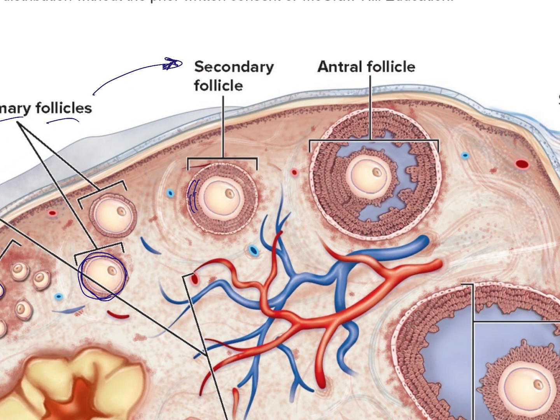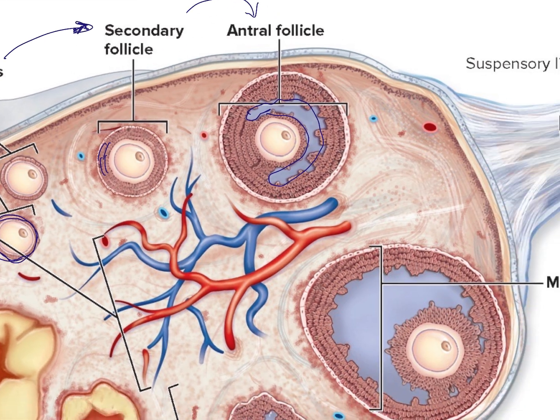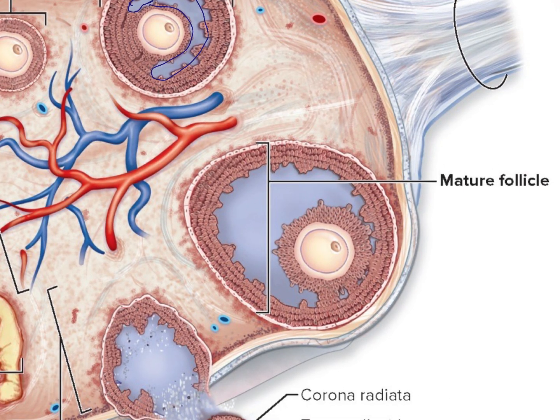So we go from a secondary follicle and then it becomes an antral follicle, where we start to develop this blue area right here, which is the antrum. The antrum is a fluid-filled cavity inside the follicle. It starts to separate cells, so the cells surrounding the oocyte are being separated. Some stay around the oocyte, others are on the other side. And eventually, that antrum fills with fluid and becomes a mature follicle.